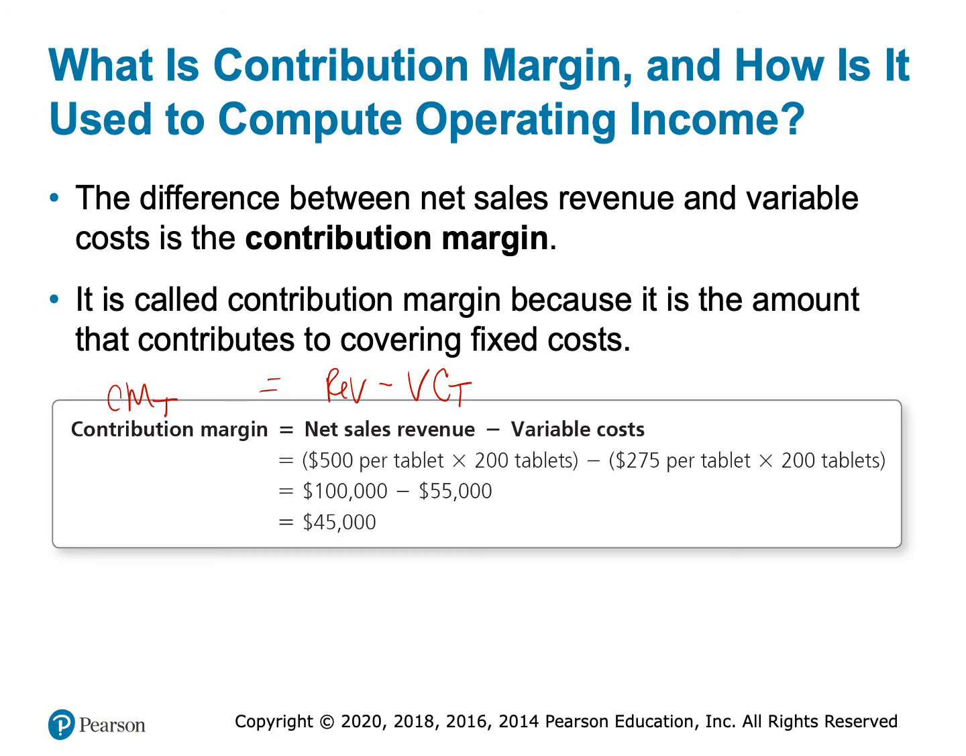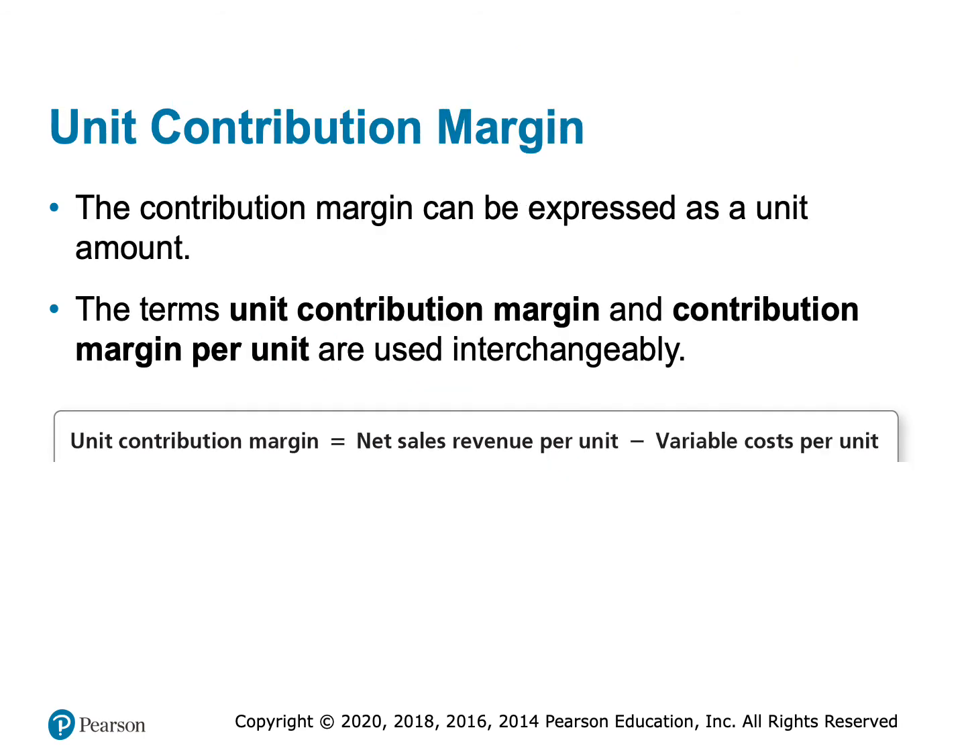We could also do it on a per unit basis by just saying, I call this CMU, is equal to the selling price per unit, which is what I call SPU, minus the variable cost per unit. So in this case, my selling price per unit is $500, my variable cost per unit is $275. So that tells me that my CMU is $225. So that's here on this next slide. I jumped ahead, I got excited.